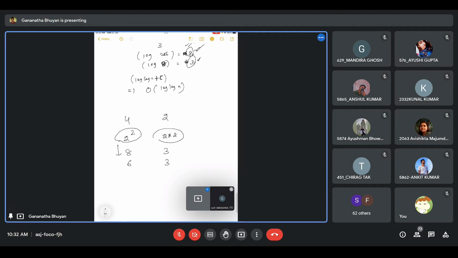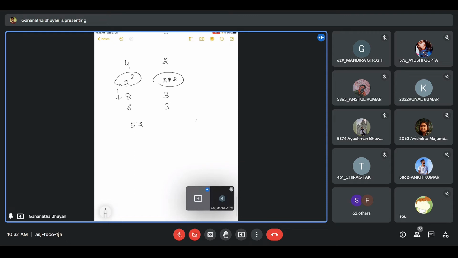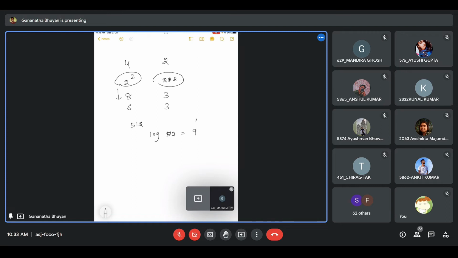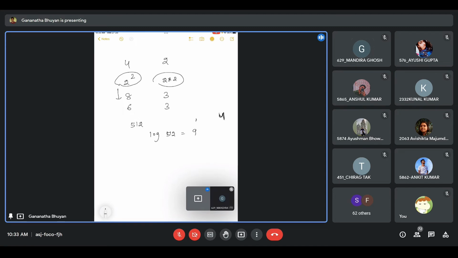So the next step is 512. If 512 is your next value, then what will log 512 be? Log 512 will be 9, right? Yes, sir. Now, how many steps does it take? It will take 4 steps, right? So here you are saying that we should do 9/2 to get 4.